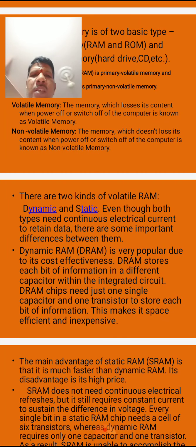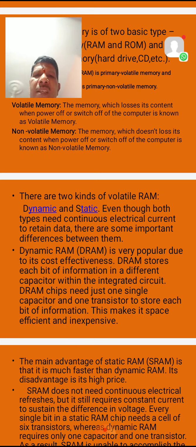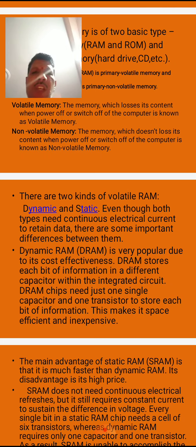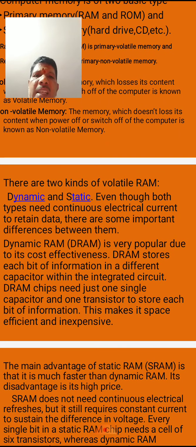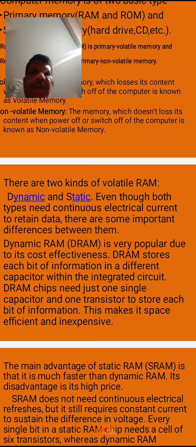DRAM stores each bit of information in a different capacitor within the integrated circuit. DRAM chips need just one single capacitor and one transistor to store each bit of information. This makes it space efficient and inexpensive. This is about the dynamic RAM. That means it contains the capacitor within the integrated circuit, and DRAM chips need just one capacitor and one transistor to store each bit of information.